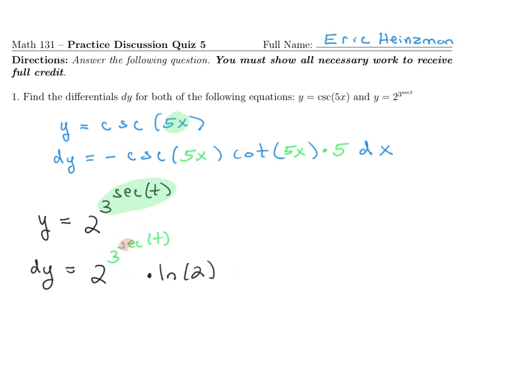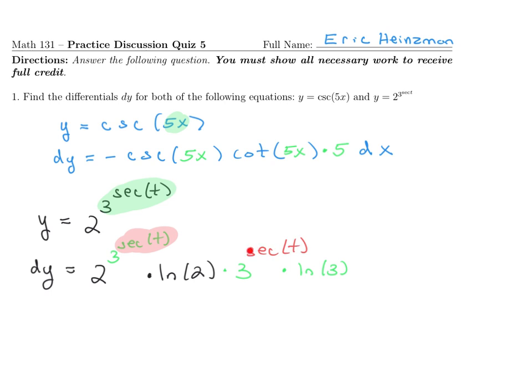But the thing to point out is we have yet another composition, meaning when we take the derivative of this entire exponent, we're going to have to use the chain rule one more time. So we have 3 to a power. The derivative rule for 3 to a power is it's 3 to the power, and the power is secant of t, but we multiply by the natural log of the base, which is 3.